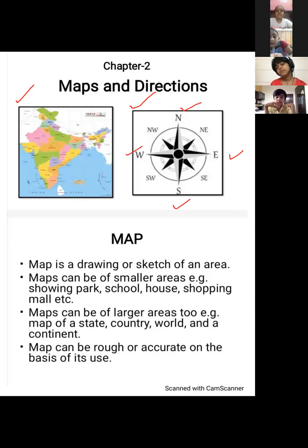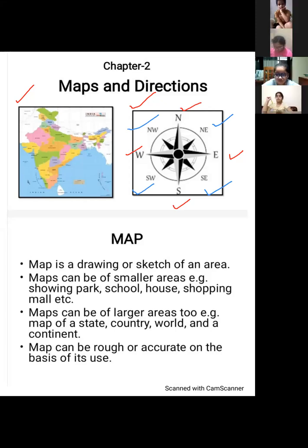Let me change the color to blue, children, to show you the intermediate or the sub directions. You have NE for northeast, SE for southeast, SW for southwest, and NW for northwest. I hope these 2 pictures are clear, to the left the map and to the right the compass rose. Children, going further, you can read map written here, and below that are 4 features of a map.